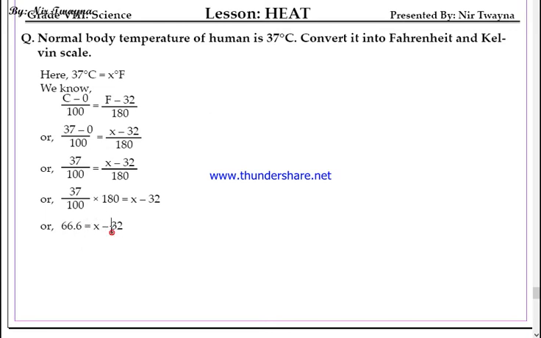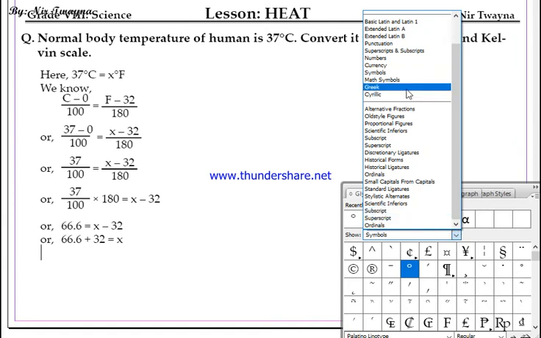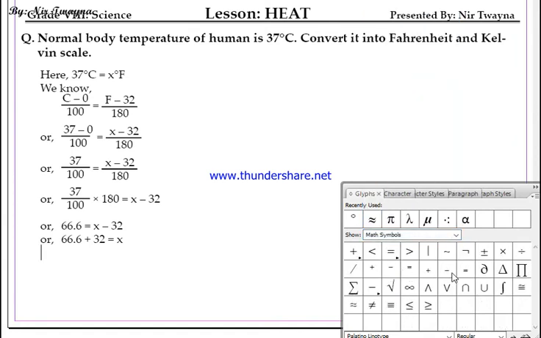If you take 32 to the other side, then what will it be? 32 is subtracted on the right side, so on the left side it will be added. 66.6 plus 32 is equal to x. Therefore it gives us... I need the therefore sign over here. Let me check the math symbols. Do we have it? No.